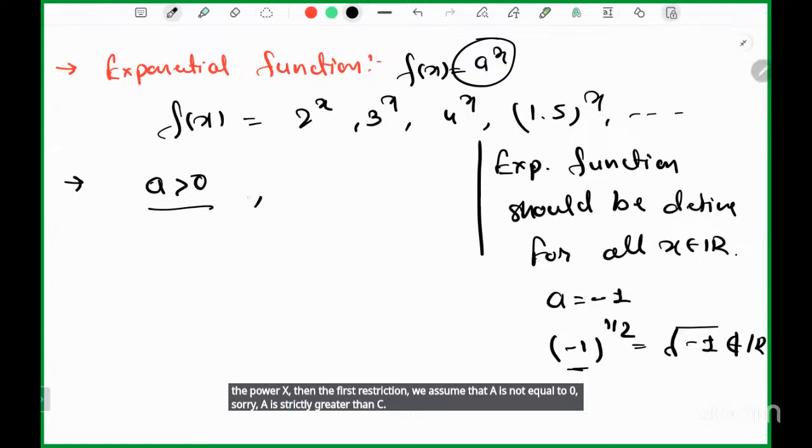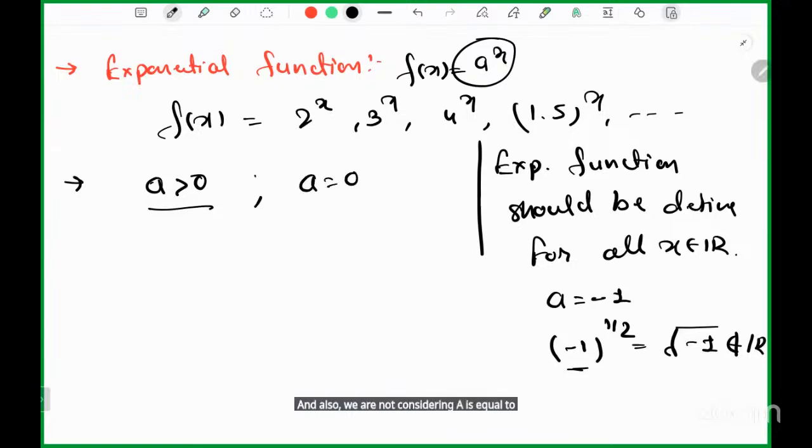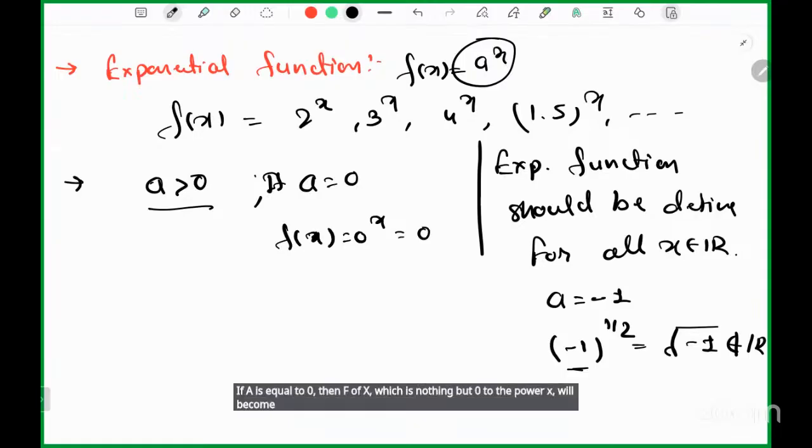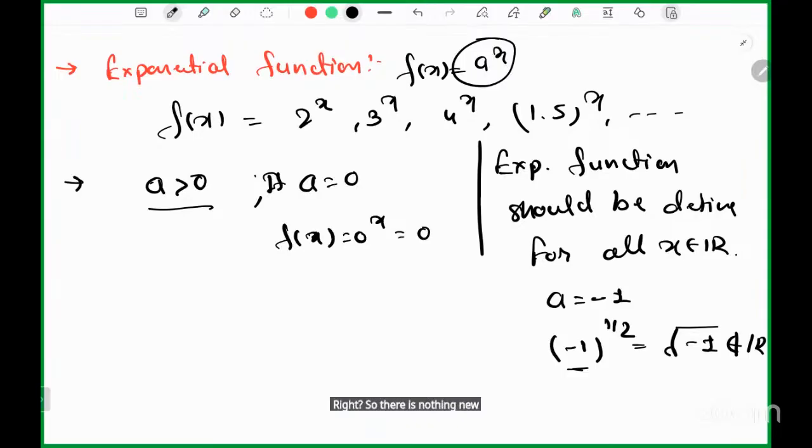And also we are not considering a equal to 0, because if a is equal to 0, then f of x, which is nothing but 0 to the power x, will become 0, a constant function. So there is nothing new in considering a equal to 0.